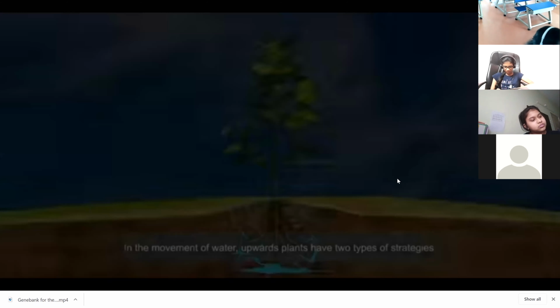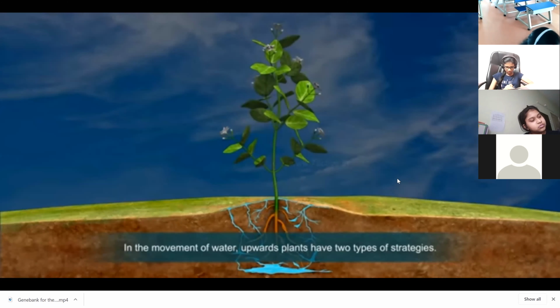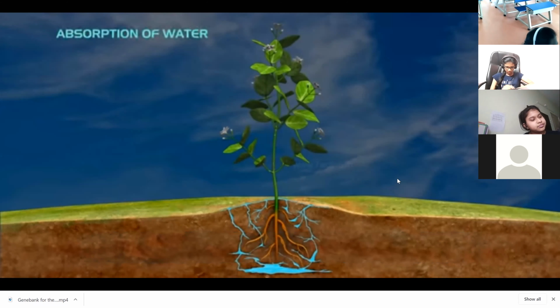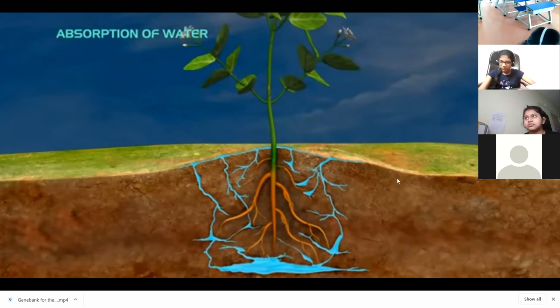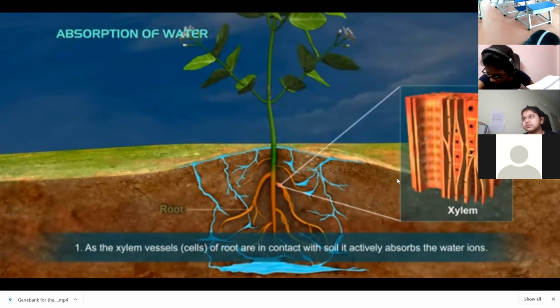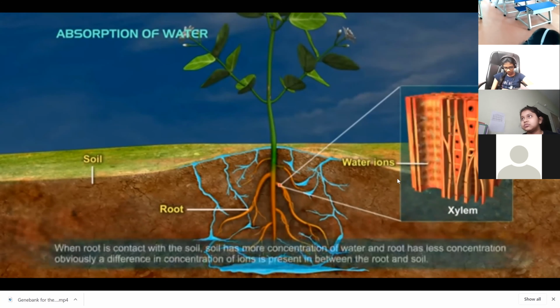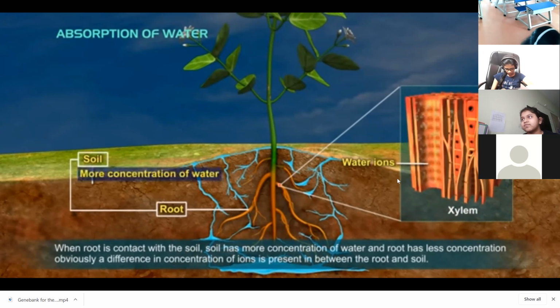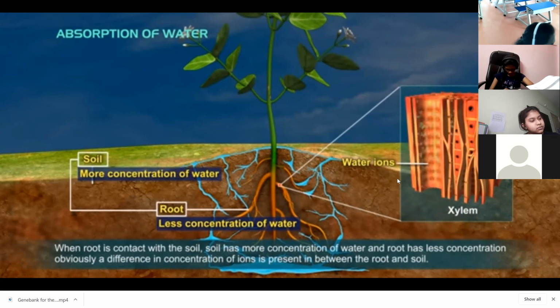In the upward movement of water, plants have two types of strategies. Absorption of water. As xylem vessels, cells of the root are in contact with soil, they actively absorb the water ions. When the root is in contact with the soil, soil has more concentration of water and root has less concentration, obviously. A difference in concentration of ions is present between the root and soil.